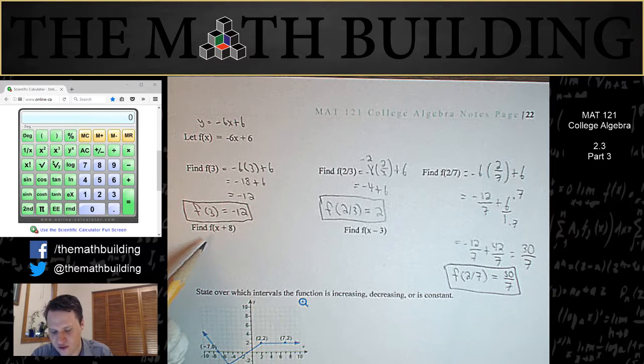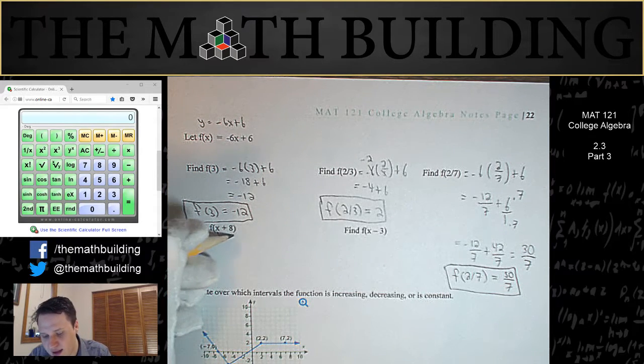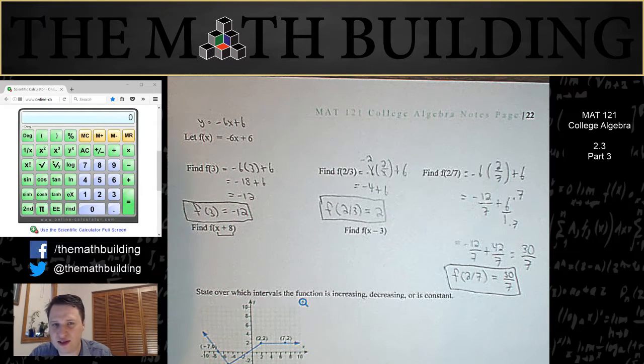Now this next one's a little strange, f of x plus 8. Remember, this is what we are plugging into the function. So you can see that this time we're not plugging in a number, we're actually plugging in the quantity x plus 8.